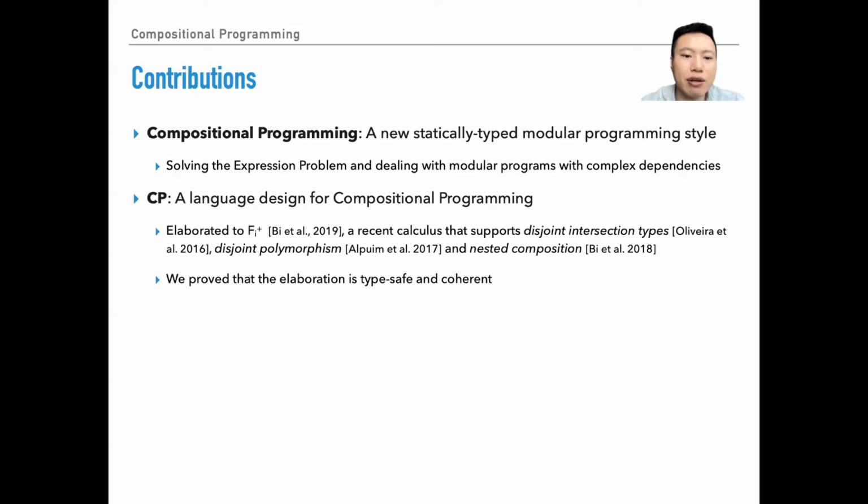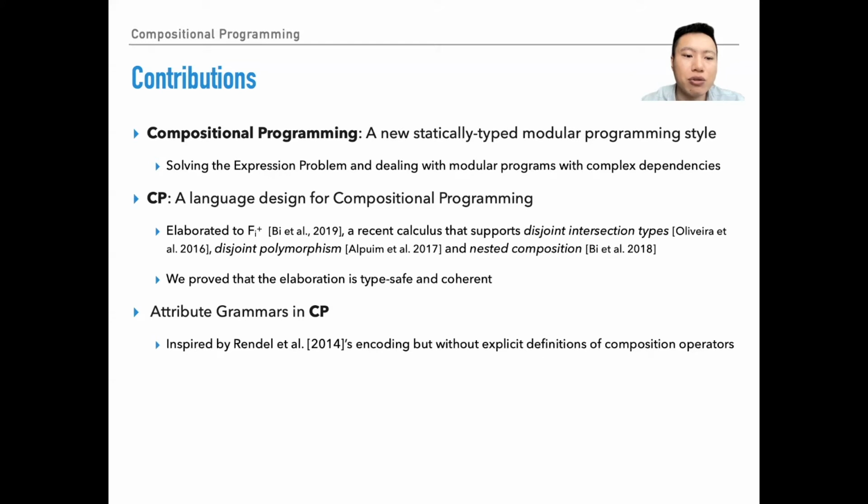We present a language design for compositional programming called CP, whose semantics is given by elaboration to FI+, a recent calculus that supports disjoint intersection types, disjoint polymorphism, and nested composition. We prove that the elaboration is type-safe and coherent.